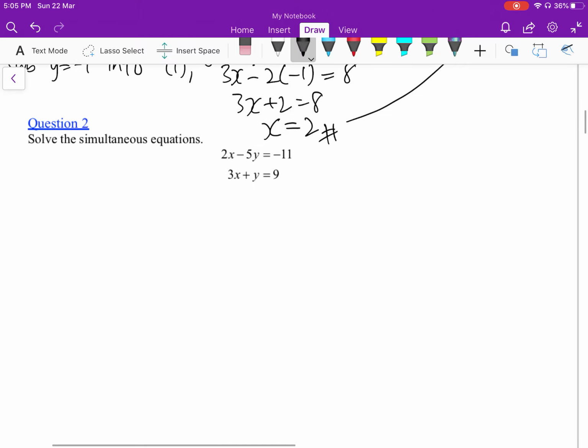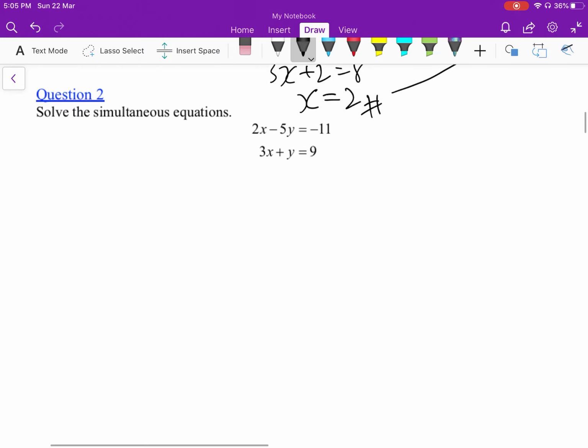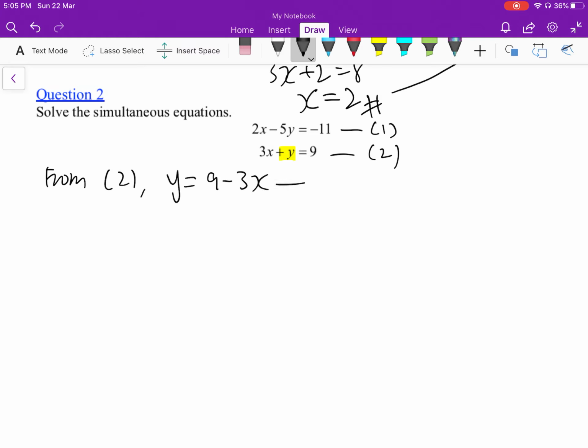So now let's take a look at question 2. Question 2 is pretty straightforward. I will use substitution method because I have one y over here in my equation 2. So I label equation 1, equation 2. In my equation 2, I have a 1y over here, so I can isolate the y. From equation 2, I isolate the y equals 9 minus 3x. I label this equation 3. With the substitution method, I will replace the y in equation 1 with 9 minus 3x.